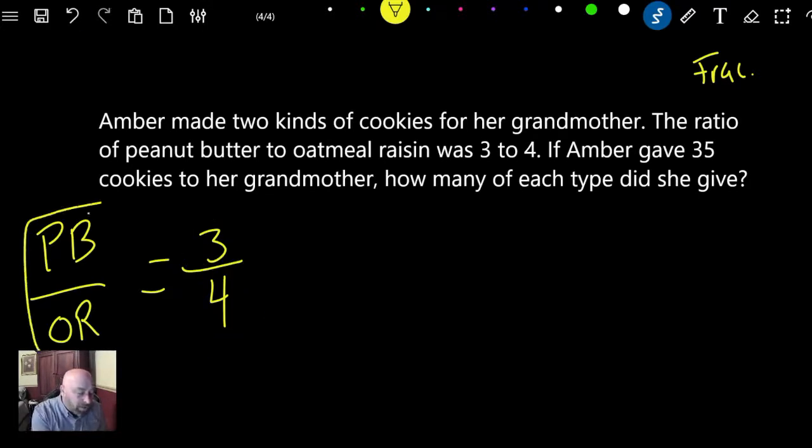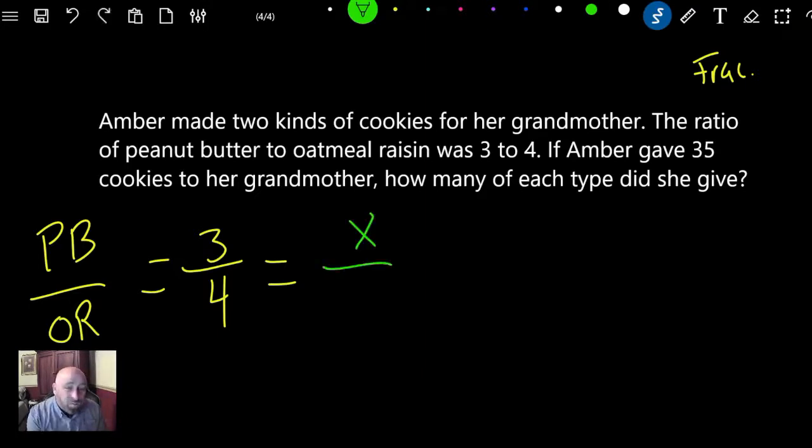Why did I write this? I wrote this just for reference so that I don't mess up, so that I don't mix anything up. And that's going to equal what? Well, we're trying to figure this out, right? We're trying to figure out the 35. We can do it either way that you want to, but let's just say that the peanut butter is the X, all right? So we'll call peanut butter the X. And we'll call oatmeal raisin what? Well, we had 35 total.